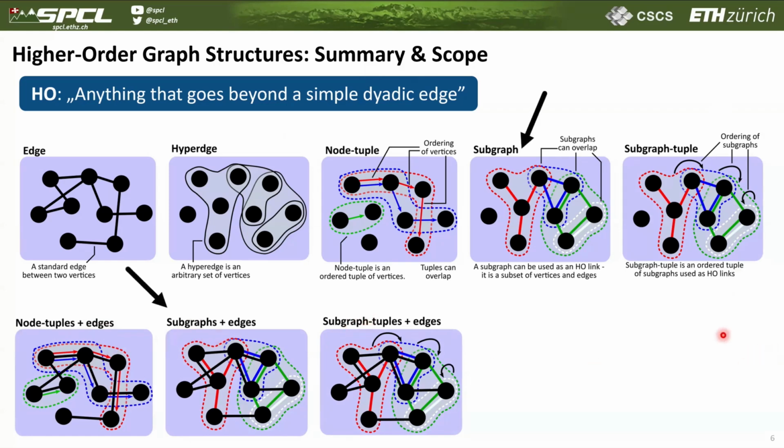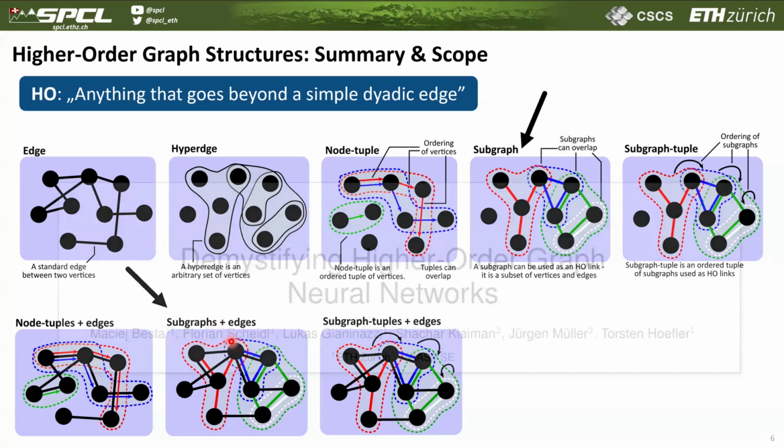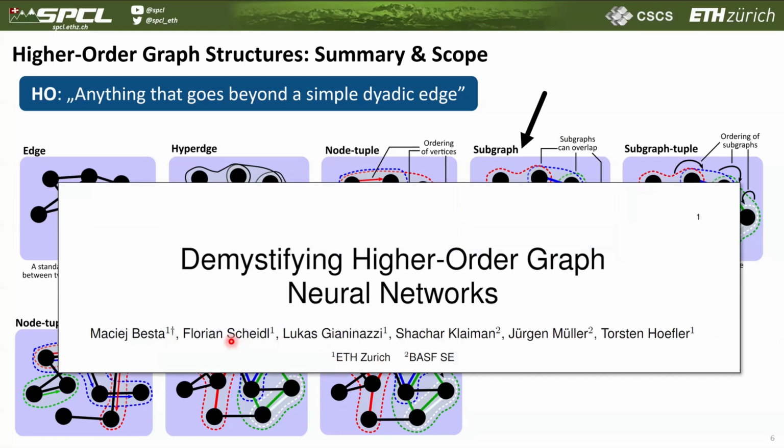So in this work, we are going to focus to a certain degree on the higher order introduced by subgraphs, by considering subgraphs and combinations of subgraphs with edges. However, if you want to learn more about these higher order structures and also neural models that are harnessing these higher order structures, feel free to check our paper called Demystifying Higher Order Graph Neural Networks.